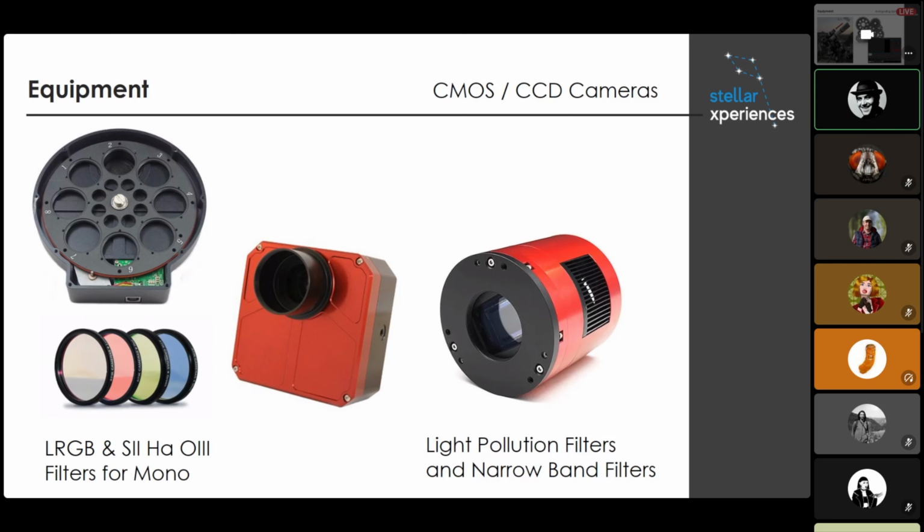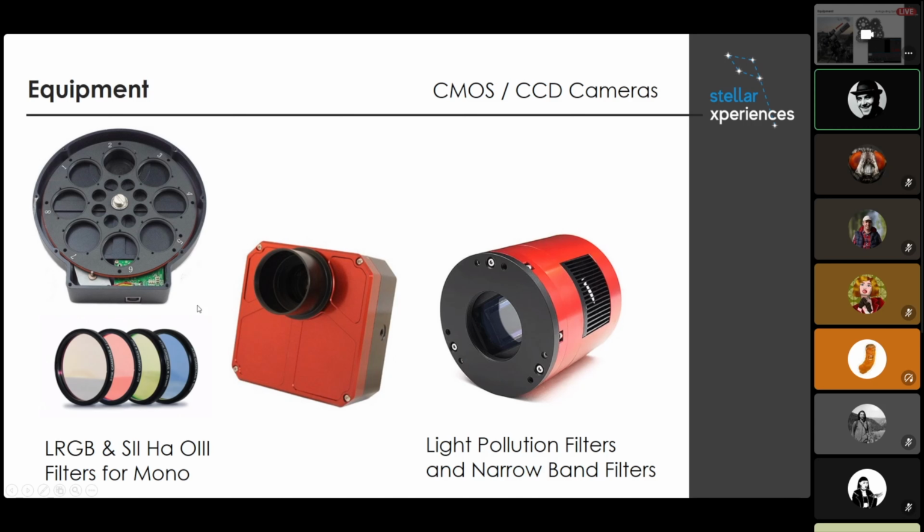And we have here CMOS sensors, which can be both color or OSC, one-shot color. And we have CCD cameras, which again can be one-shot color or mono cameras. When they are mono, you have 4 filters for visible light. I mean, the visible part of the spectrum. They are called LRGB. You know RGB, it's the color actually, red, green, blue. And we have something called L here, which stands for luminance.